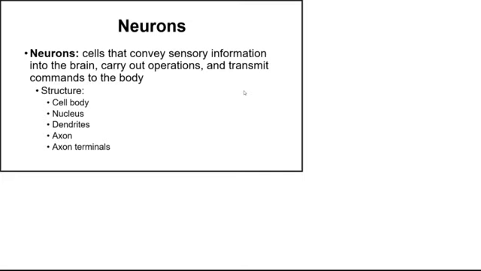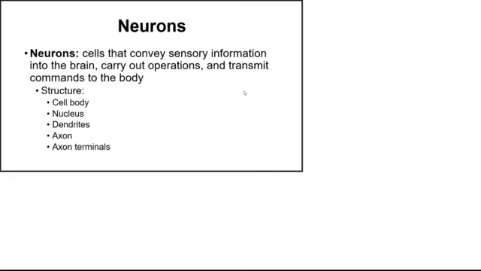So neurons are cells that convey sensory information into the brain. They carry out operations and they transmit commands to the body. Those are 3 different roles, and we'll find that there are 3 broad categories of neurons that we can talk about. There are the sensory neurons that bring information from our body to our brains. There are the interneurons, the ones that act as go-betweens in the middle. And then there are motor neurons, the ones that go from the brain out to the body to create movement and action and things like that.